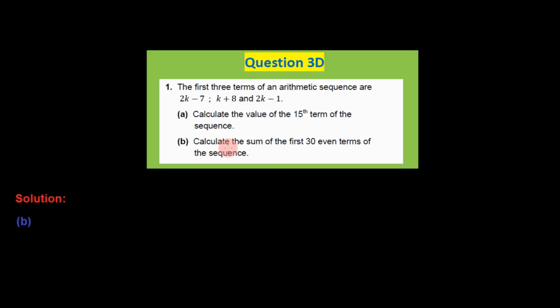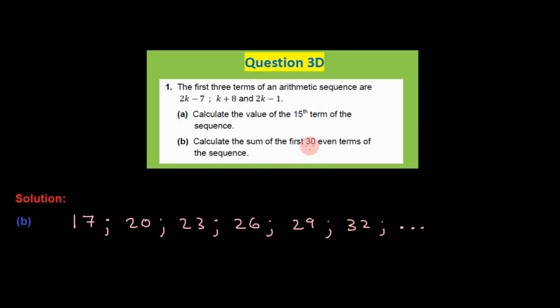In B it says, calculate the sum of the first 30 even terms of the sequence. Now, we saw that the first 3 terms were 17, 20, and 23. We're going to add a couple more terms to see whether we get a pattern. So the common difference is 3, and adding that to 23, we get the fourth term, which is 26. Then it's 29, 32, etc.